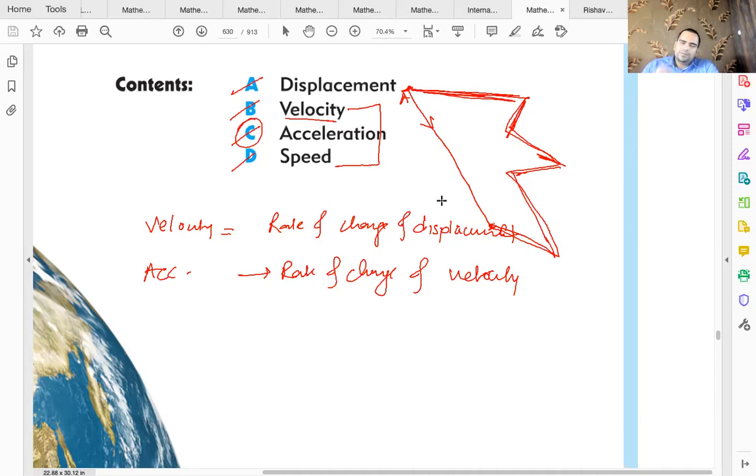Speed is just the distance, the rate at which the distance is changing, and it's a scalar quantity. So distance upon time is basically the speed. Now we'll be talking more explicitly about these three key terms when we talk about the derivative. So let's just explore the major key concepts hidden in these.